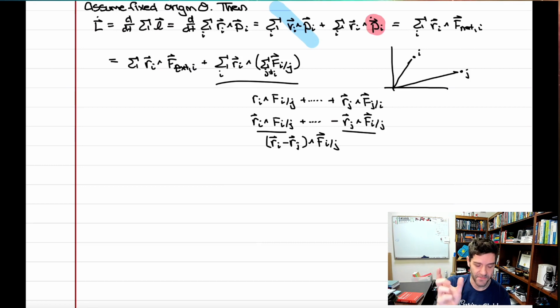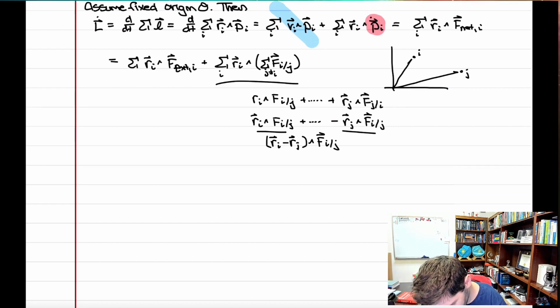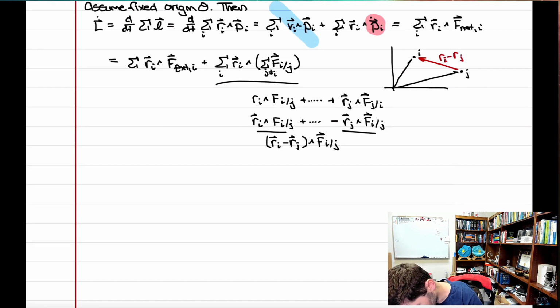When you have the difference of two vectors, what's the rule? To the first one from the last one. So this is some vector here, this is r_i minus r_j. And then whatever that force is, that interaction force between them.